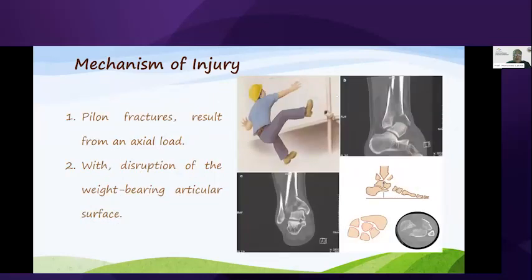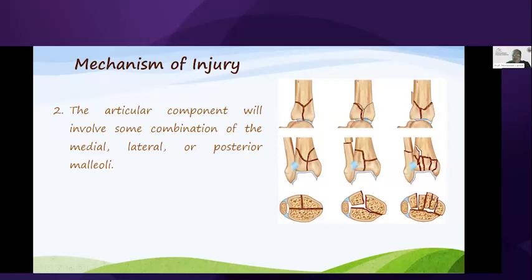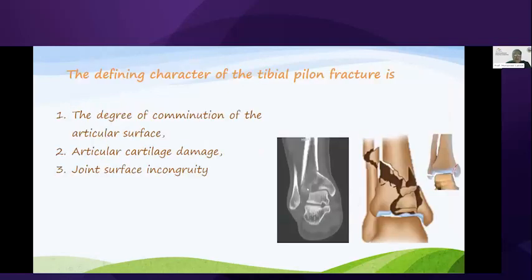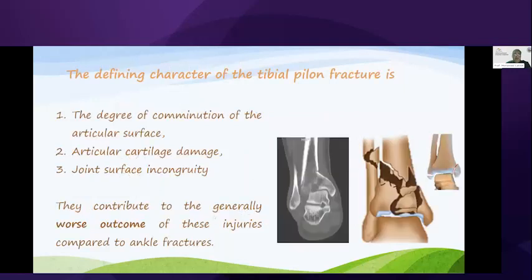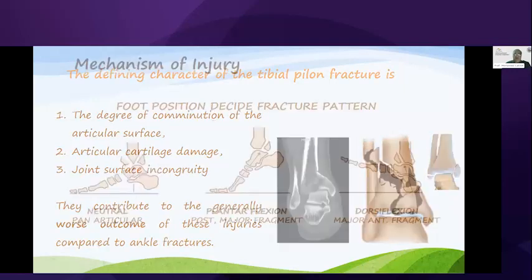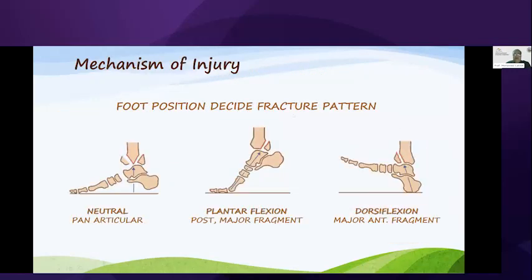Pilon fracture results from an axial load with disruption of the weight-bearing articular surface. The articular component will involve either the weight-bearing surface, medial malleolus, lateral malleolus, or posterior malleolus. The degree of comminution of the articular surface, the damage to the articular cartilage, and the joint surface incongruity lead to worse outcome of these injuries. Foot position decides fracture pattern.